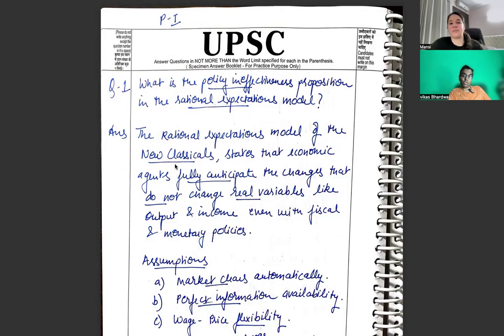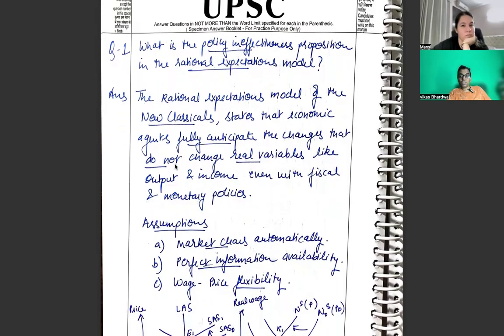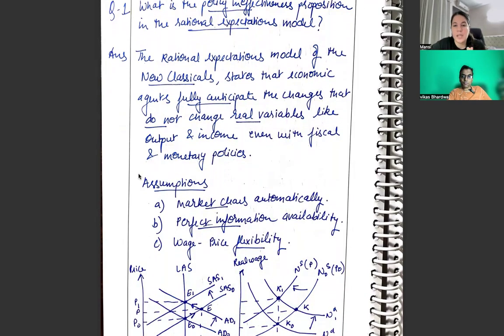I'll read out the question. What is the policy ineffectiveness proposition in the rational expectation model? Yes sir. So the rational expectations model of new classical states that economic agents fully anticipate the changes that do not change the real variables like the output and the income, even with the fiscal and the monetary policies.